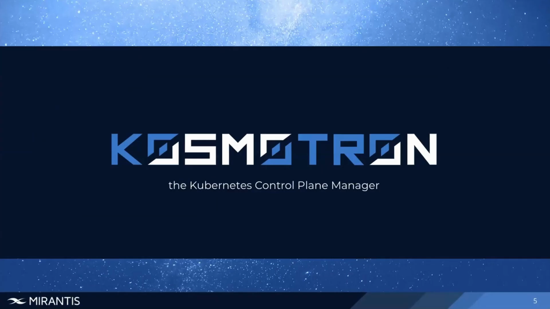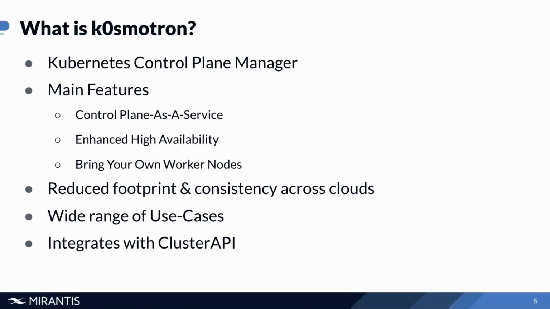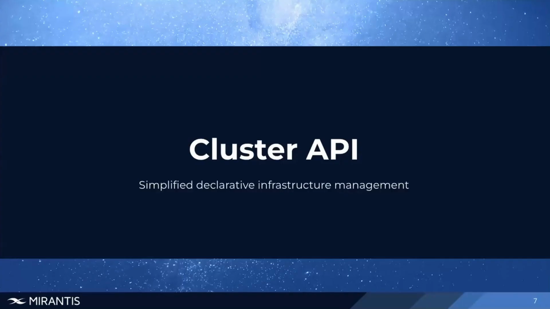k0smotron is a Kubernetes control plane manager, so a service you can install to your Kubernetes cluster, to any Kubernetes cluster, and create K0s control planes. It integrates very well with Cluster API, but before I jump into how it integrates into Cluster API, we'll have a quick look into what is Cluster API.